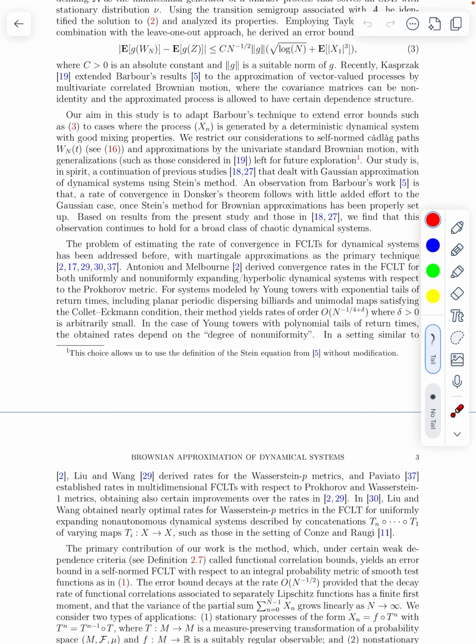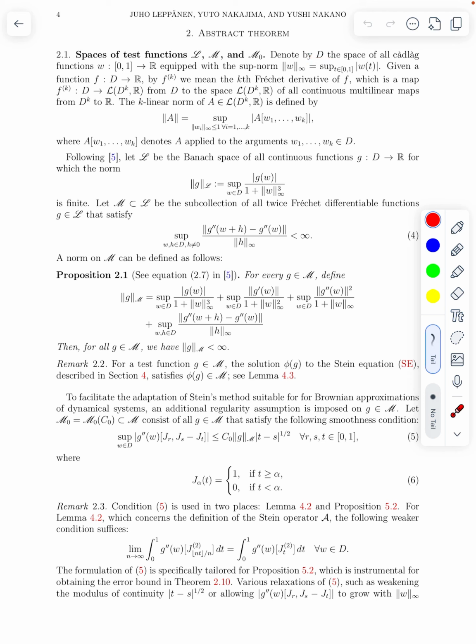I'm going to be jumping around and doing my own little notes here and there to make sense of this. I want to make sure that I explain this well, so if I don't, let me know. So we're going to start with the space of all càdlàg functions.